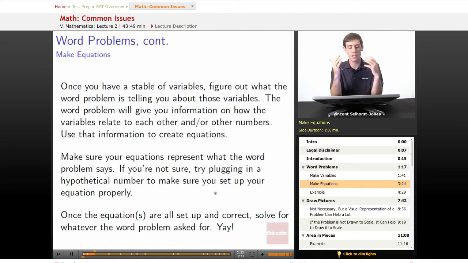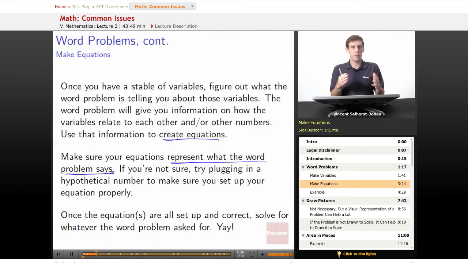So the word problem is going to give you information on how the variables relate to each other or other numbers. Use that information to create equations. Make equations out of what the word problem says. Also, you need to make sure your equations represent what the word problem says. This can often be a problem, is people will mistake how to translate that English into math. So if you're not sure if you translate it correctly, just plug in a hypothetical number.